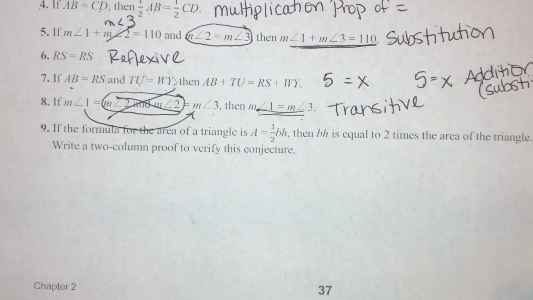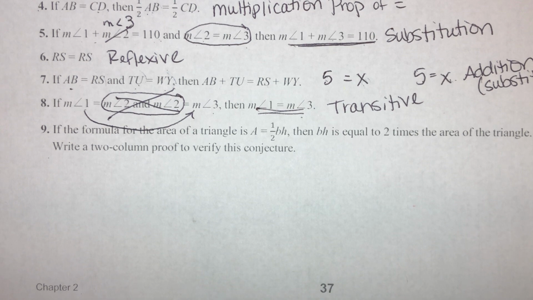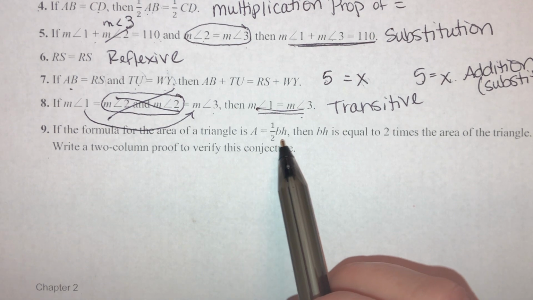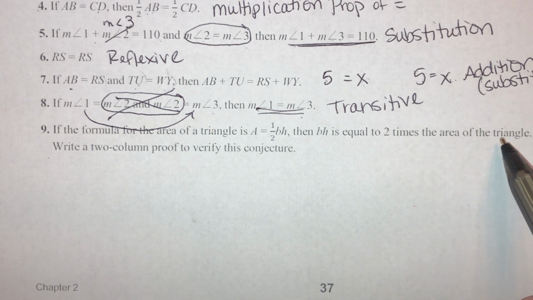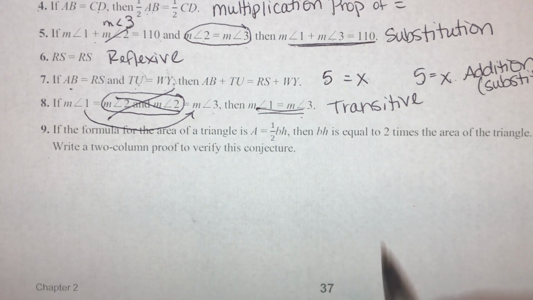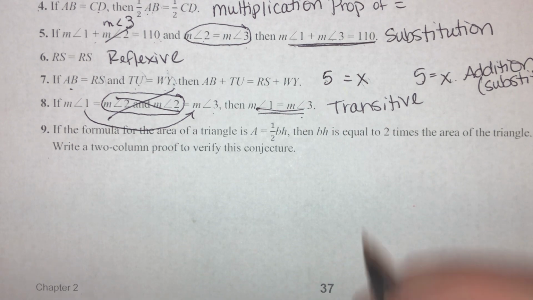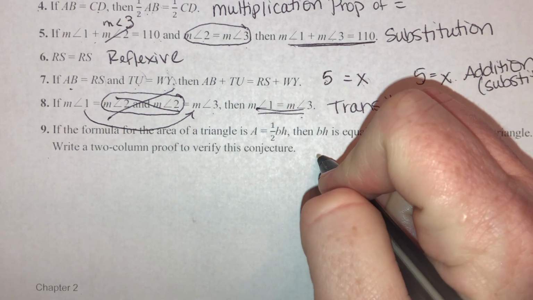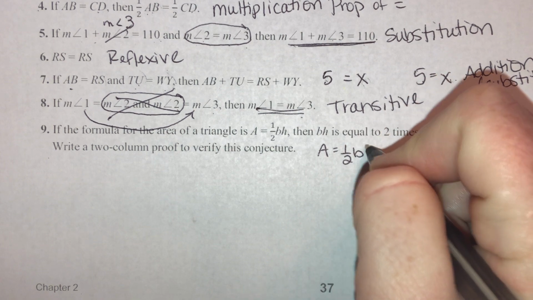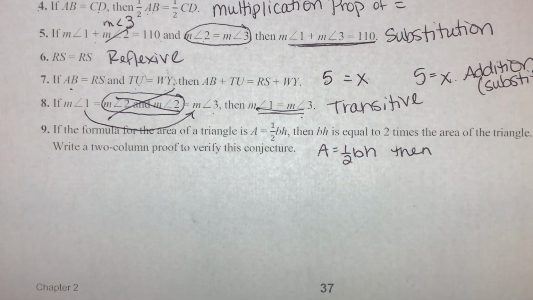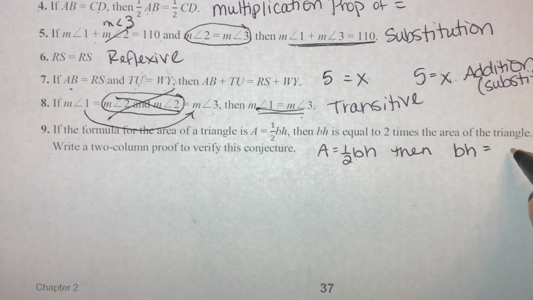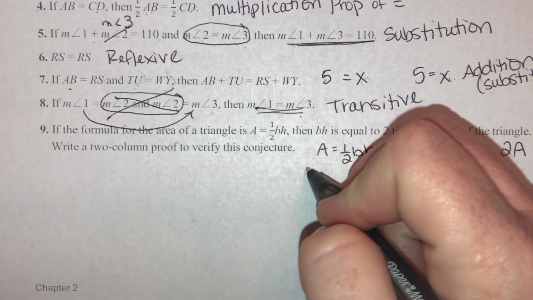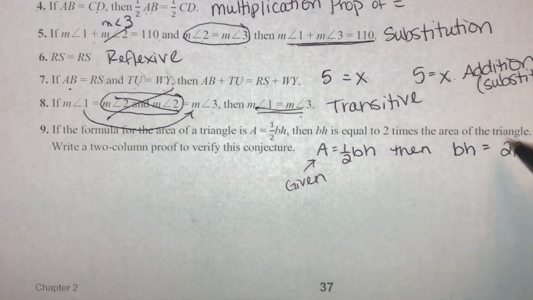And then lastly, number 9. If the formula for the area of a triangle is A equals 1/2 times base times height, then base times height is equal to 2 times the area of the triangle. Write a 2-column proof to verify the conjecture. So we said the area of a triangle equals 1/2 base times height, and they're saying then BH equals 2 times the area of a triangle. Right? So this is our given. This is our proof.